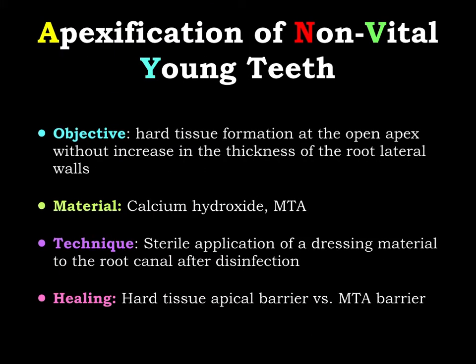Now, if the pulp tissue is not vital, because the trauma happened a long time ago before the patient presented to your clinic, then in that case you're going to open the root canal system completely, make sure it's clean, and then you're going to apply the material to the root end.